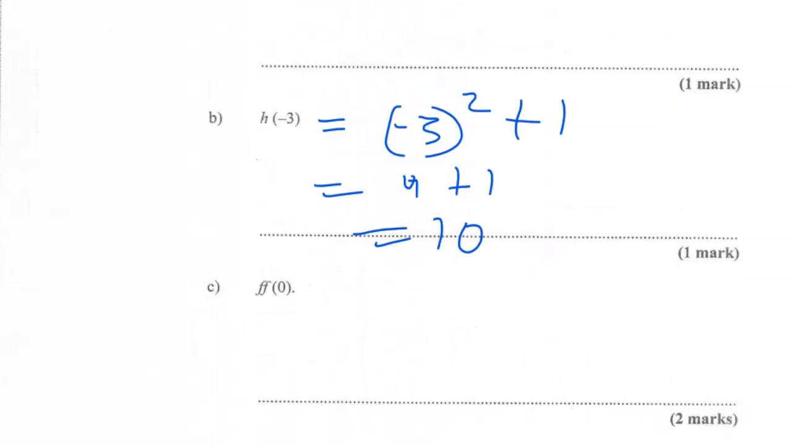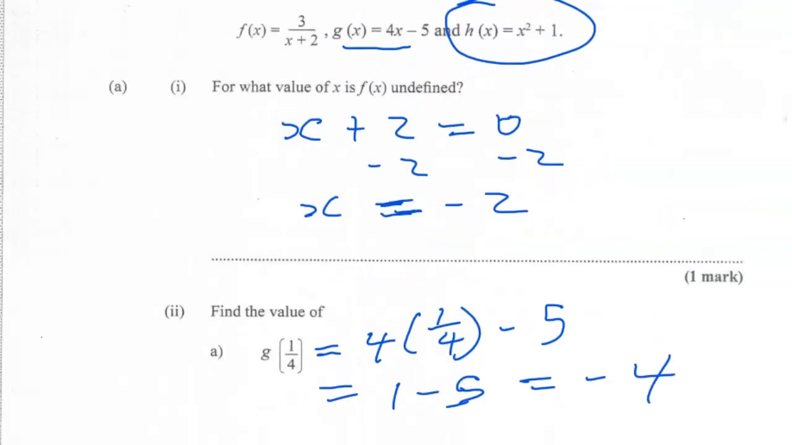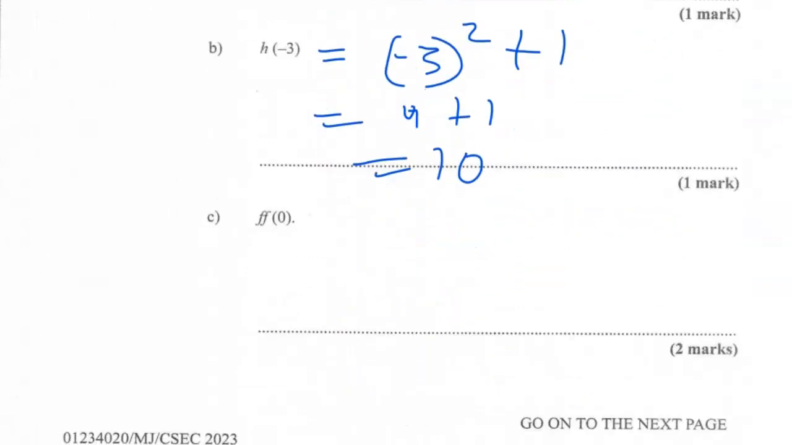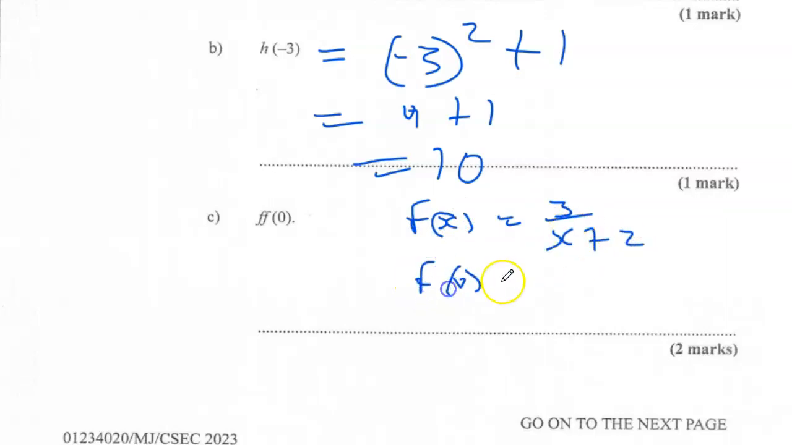All right, now let's find the function f at 0. So f of x is 2 over x plus 2. Let me just restate it. F of x is 2 over x plus 2, which means f of 0 will be 3 over, replace x with 0, so 3 over 0 plus 2, which is 3 over 2, or the same as 1.5. That's f of 0.